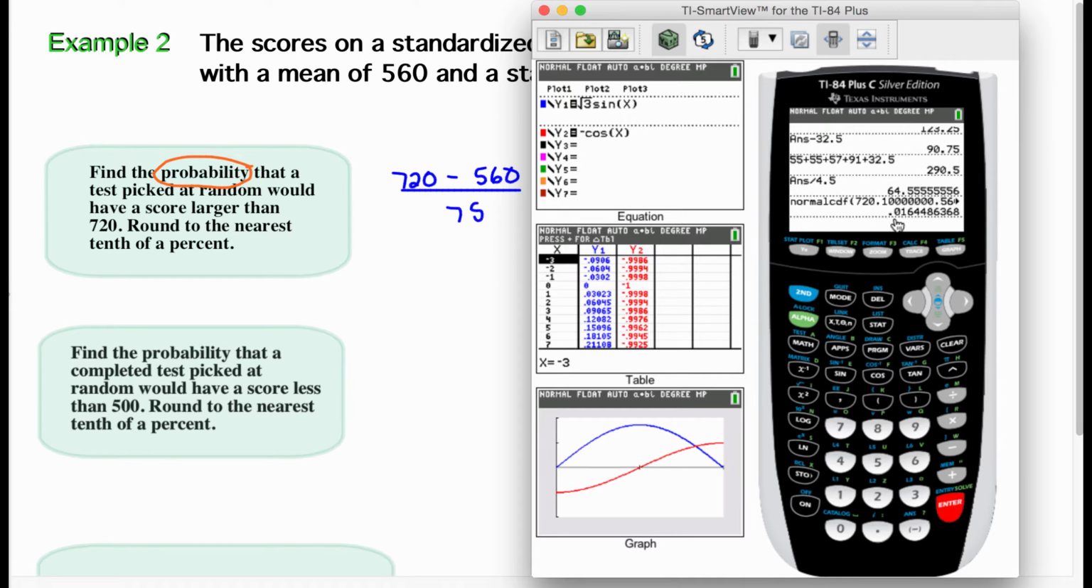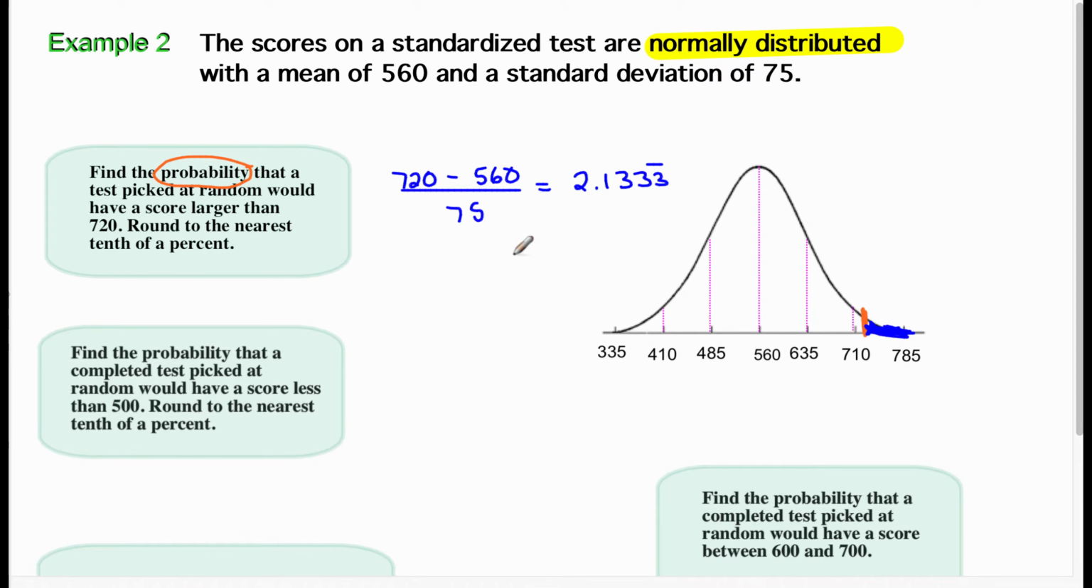So the area, if I turn it into a percent, move that decimal over 1, 2, is 1.6%, let's say. We didn't say where to round. Oh, it did say, it said round to the nearest tenth. Woohoo! So the probability that somebody scored above a 720 on this test is 1.6%.